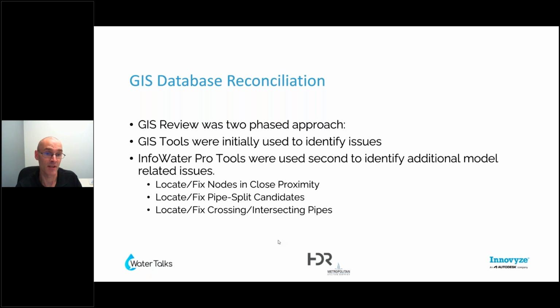Most of you are probably familiar with these: the locate fixed nodes in close proximity, the pipe split candidates, and the crossing and intersecting pipes. And that really gave us a second set of exceptions or errors to turn back to them. So really a 2-phase approach: one in GIS, an initial set of errors, then pull it into the model and use InfoWater Pro to identify those secondary or more model-specific errors. And with the 2 together, we were able to get the model built.